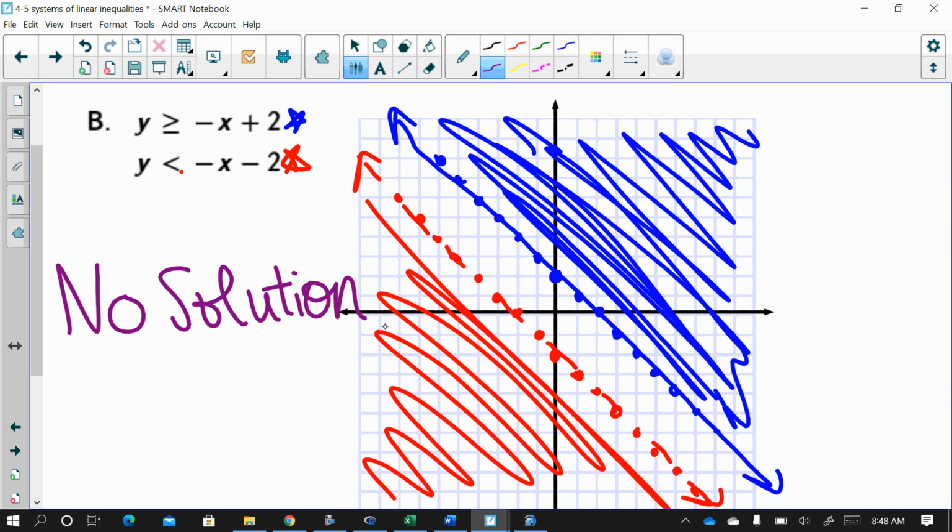If these were equations, we could say no solution because we notice the slopes are the same. You can't always say that with inequalities though, because if this one was less than and this one was greater than, I would actually be shaded right here in between the two. So it all depends on the shading, so make sure you really pay attention to where your shading goes for these kinds of problems.